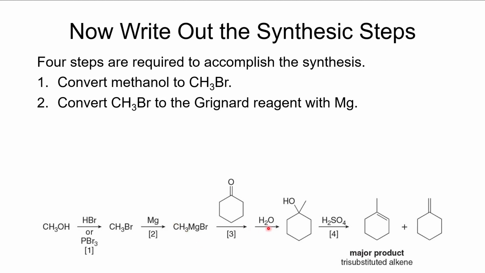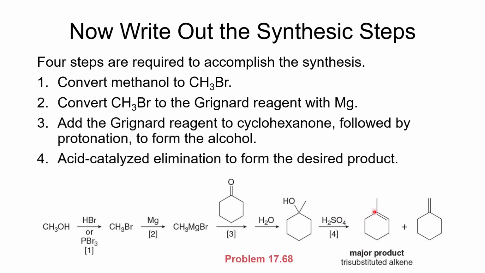And then from that we can add that to the cyclohexanone, and add water as a second step to protonate to give us our alcohol. And then from this we could use sulfuric acid to eliminate. All right, we could eliminate, and this would be our major product. We would get a little bit of this minor product, but we should get mostly this. If we're trying to get this, there's another way to do that, and we're going to talk about that in chapter 18.